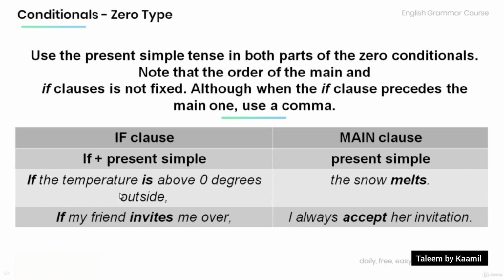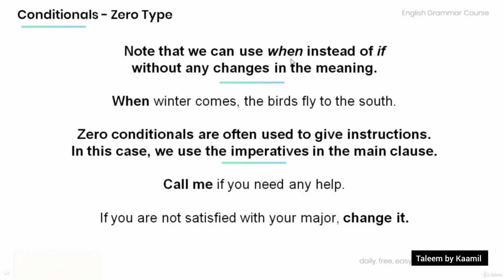If the temperature is above 0 degrees outside, the snow melts. General truth. If my friend invites me over, I always accept her invitation. General truth. Note that we can use when instead of if without any changes in the meaning, as in the example below. When winter comes, the birds fly to the south.